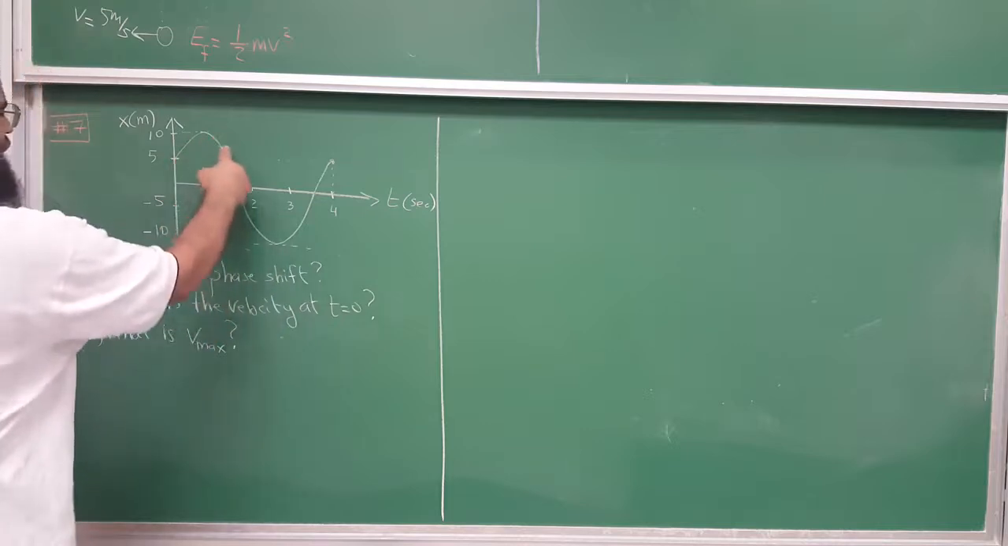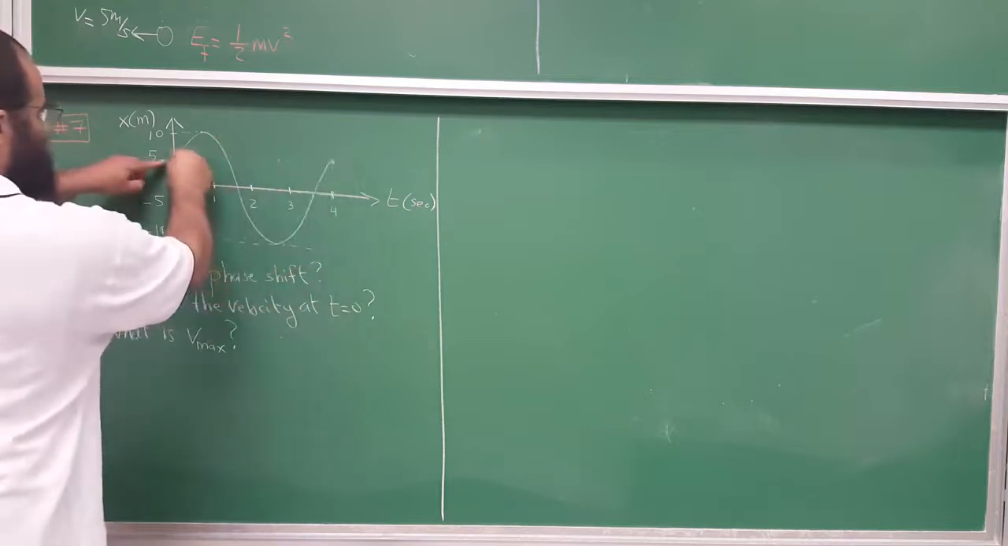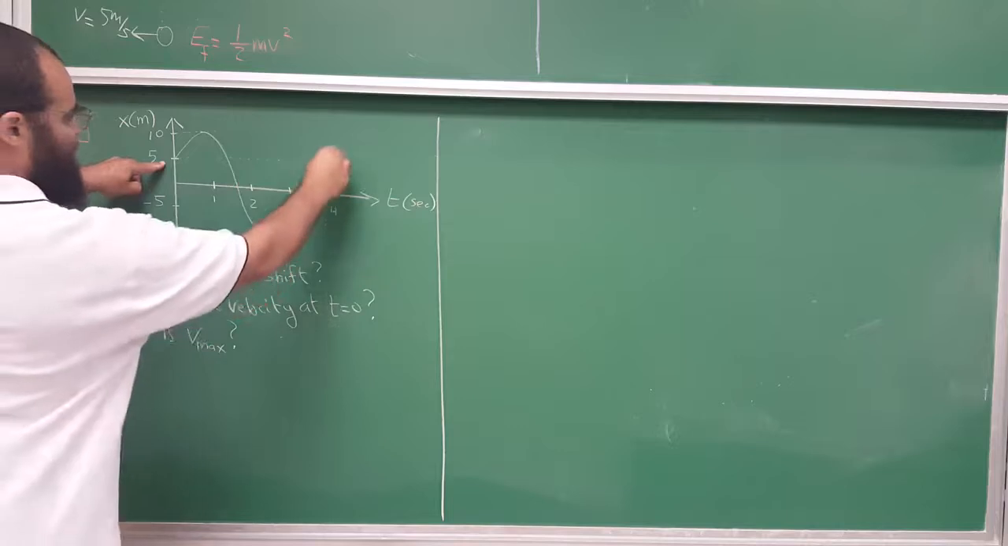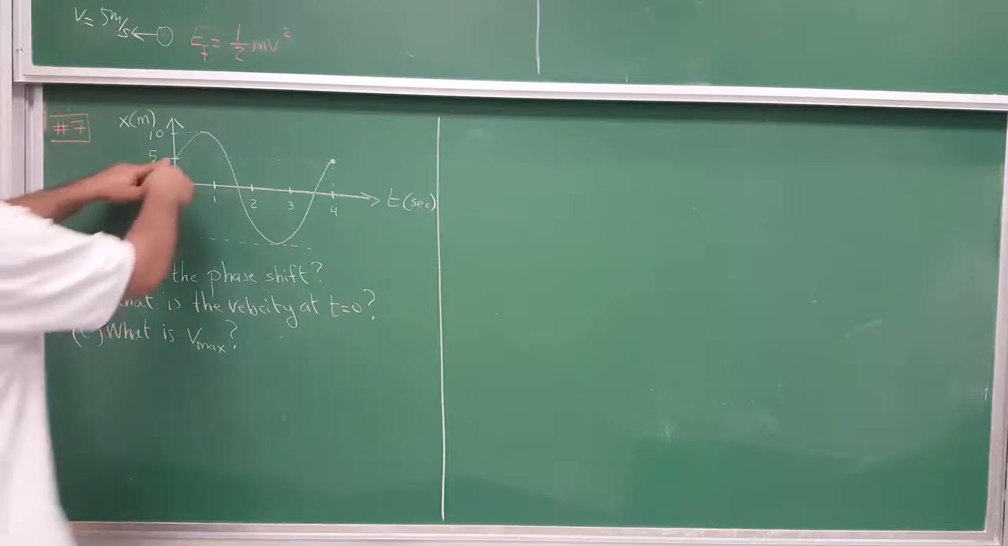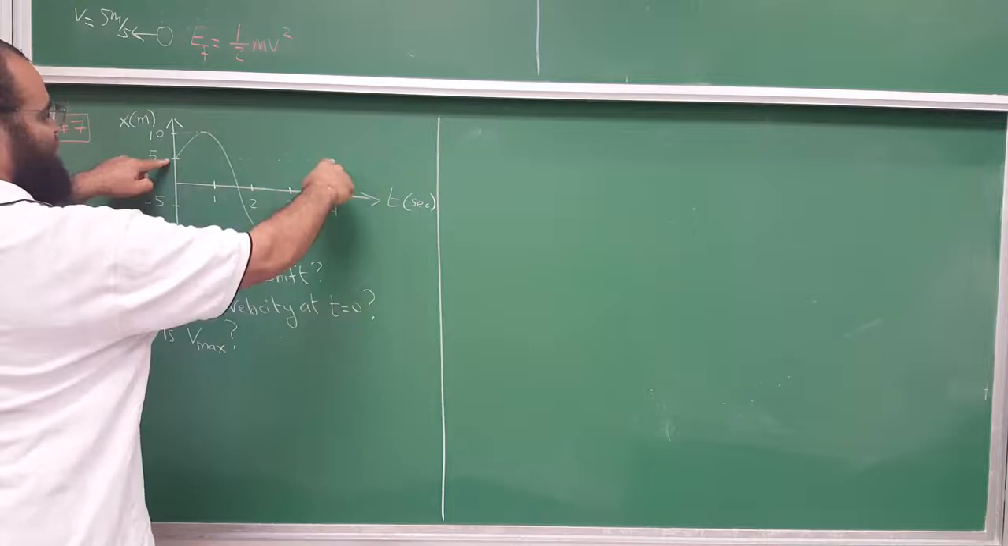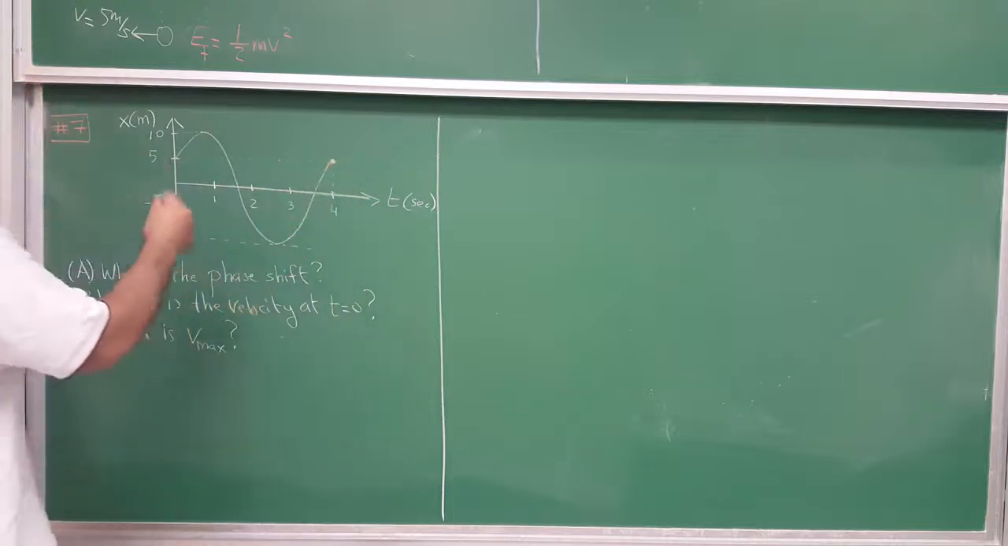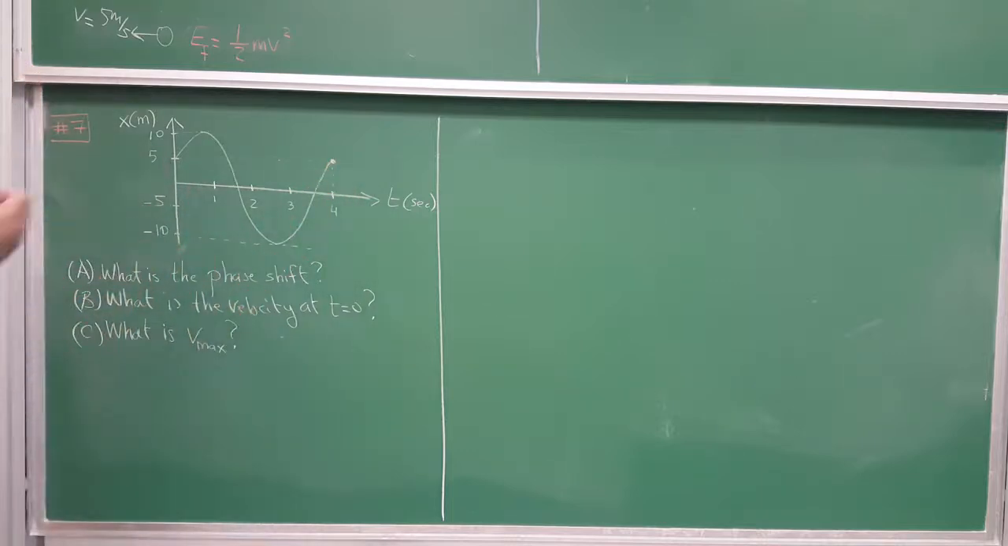And then it goes on, and it completes one cycle. It starts here, completes one cycle after 4 seconds. So if it completes one cycle after 4 seconds, it means the period is 4 seconds, right? Because the period is how long it takes to do one cycle and come back to the same position, in the same direction. So the period is 4 seconds.